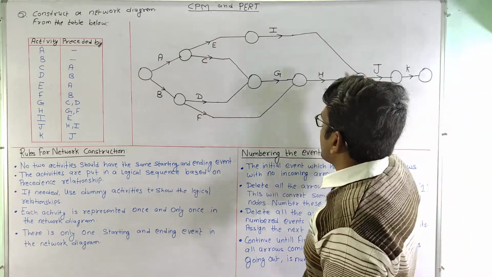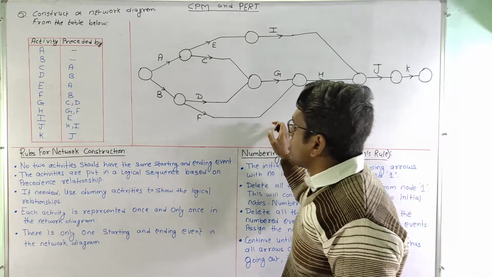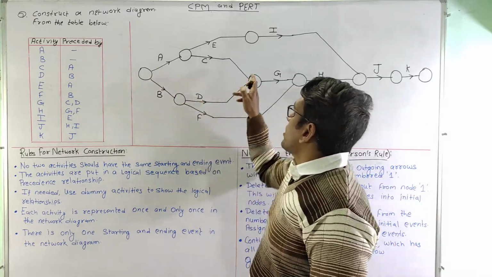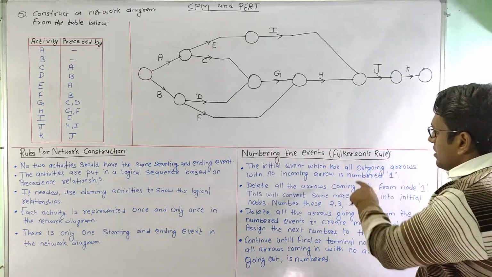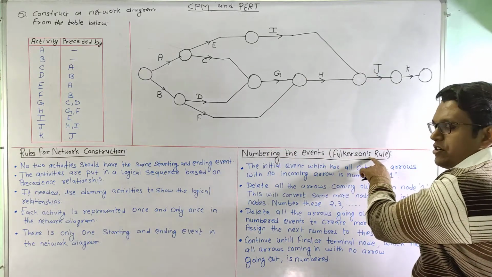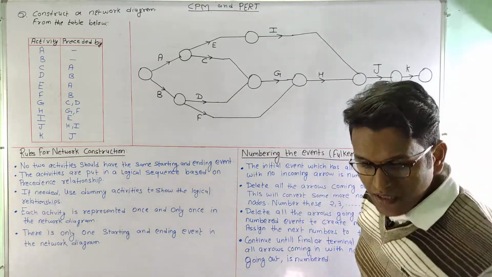Now this completes our network diagram, and the numbering of events can be done using the numbering of event rule, which is given by Fulkerson. So let us see how we number these events.